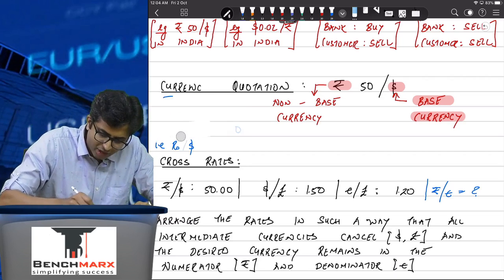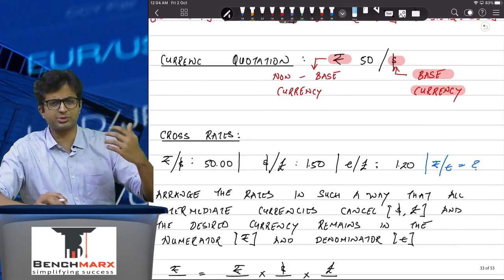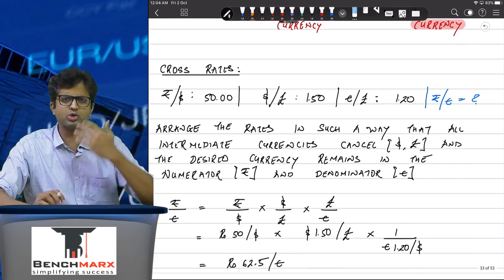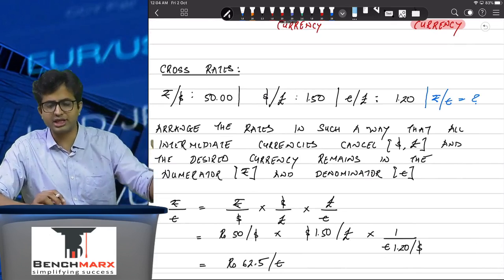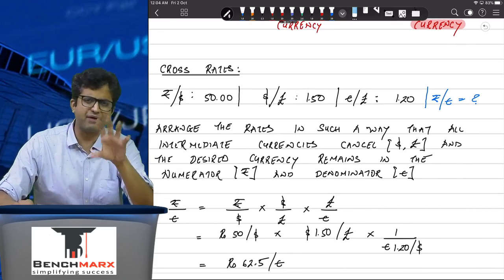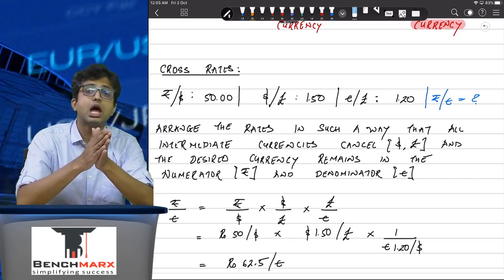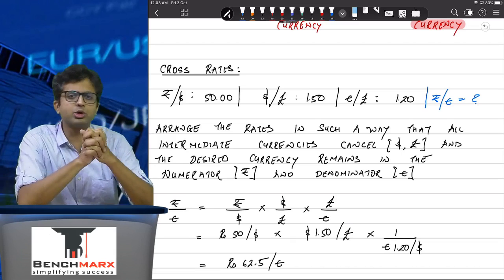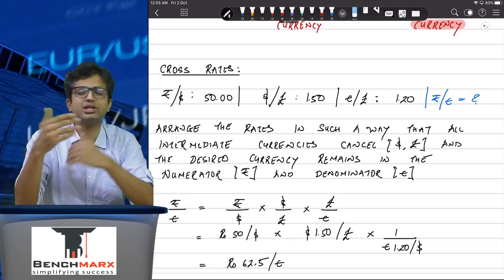Okay. After this, you have something called cross rates. What do you mean by cross rates? Well, a lot of currencies are not directly quoted. You have frequently traded currencies like the dollar, the pound, the yen, let us say the euro. However, there are certain currencies which may not be as commonly traded, in which case you might need cross rates. What do you mean by cross rates? It means you might use some intermediate currency to reach the final currency.